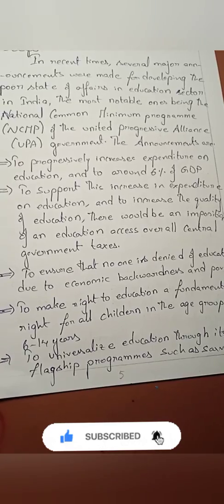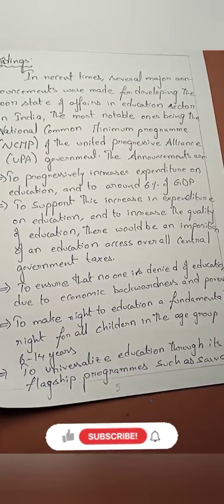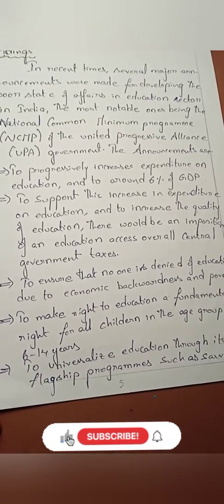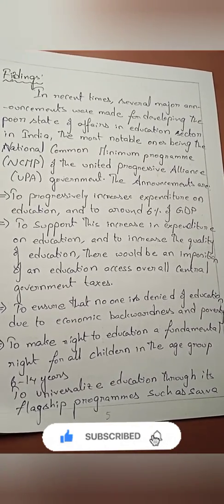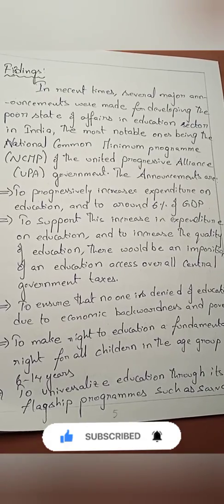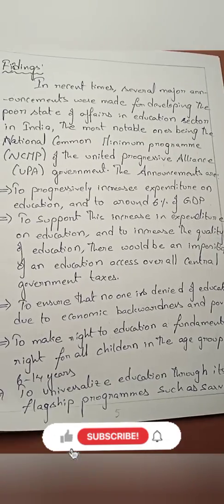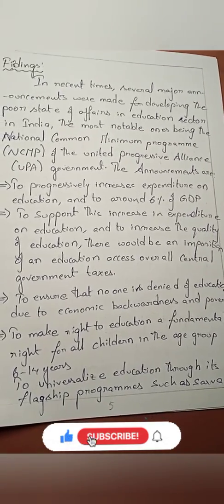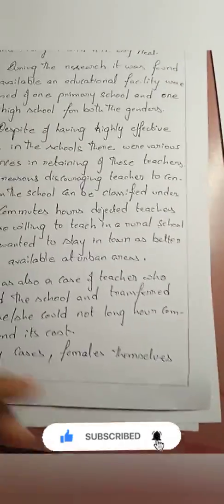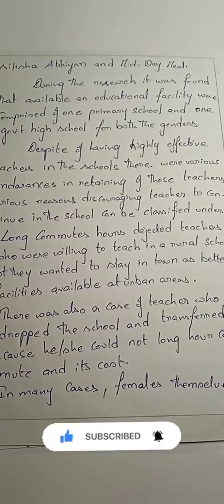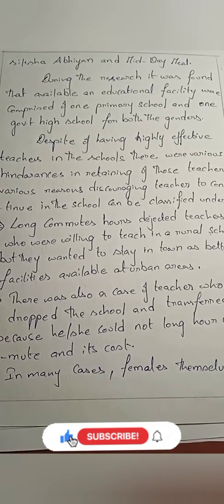To support these increases in expenditure on education and to increase the quality of education, there would be an imposition of an education cess on all central government taxes. To ensure that no one is denied education due to economic backwardness and poverty. To make the right to education a fundamental right for all children in the age group of 6 to 14 years. To universalize education through its flagship programs such as Sarva Shiksha Abhiyan and midday meals.